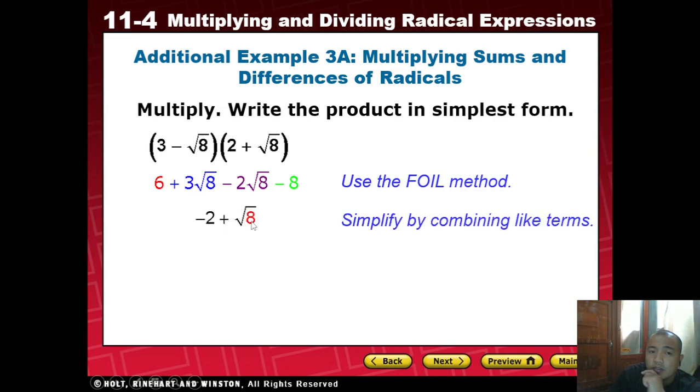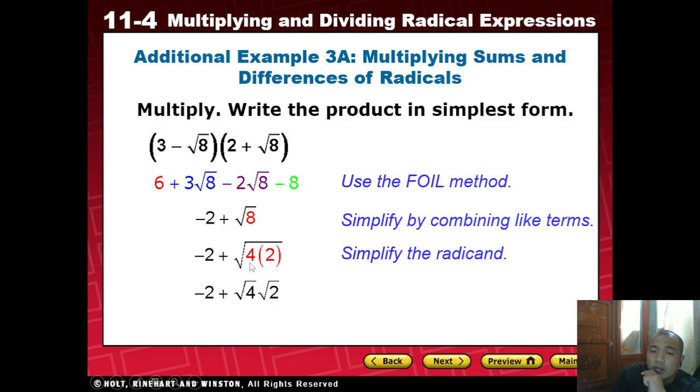Negative 2 plus square root of 8. Right? Can we still simplify square root of 8? Yes. By factoring square root of 8, we have square root of 4 times 2. Then by the product property of radicals, square root of 4 times 2 means square root of 4 times square root of 2. So negative 2 plus 2 square root of 2 is the answer.